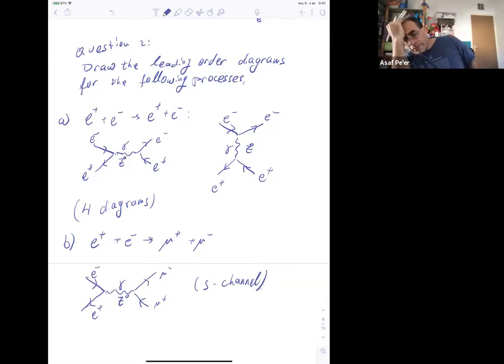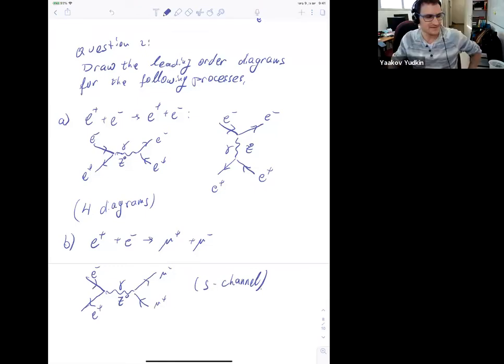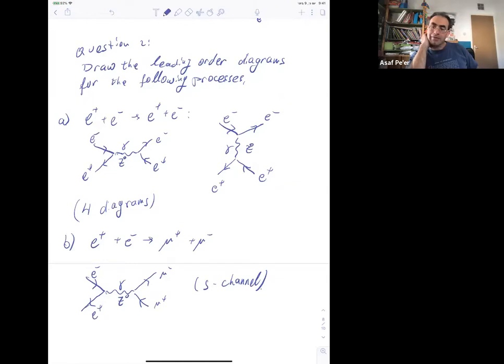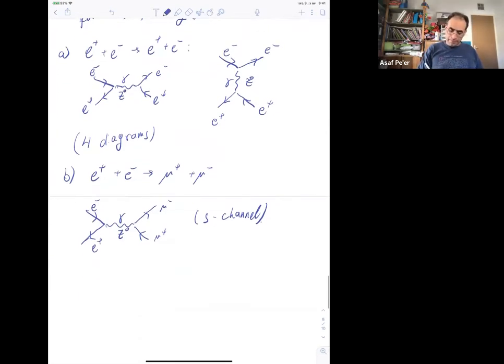But for the T channel, what's the problem with the T? The electron cannot magically become a muon. It doesn't work that way. Exactly. Very good. If we had a T channel, like the one we had previously, then we'd have to have a vertex that connects an electron to a muon, but this, of course, violates the conservation of leptonic family.